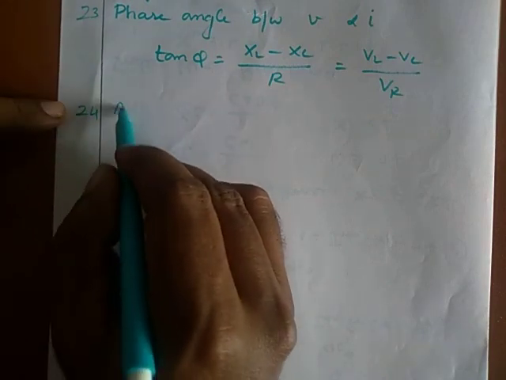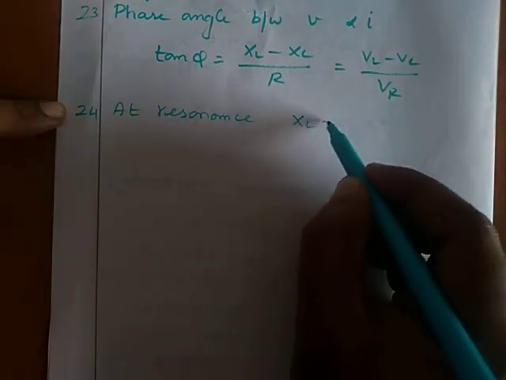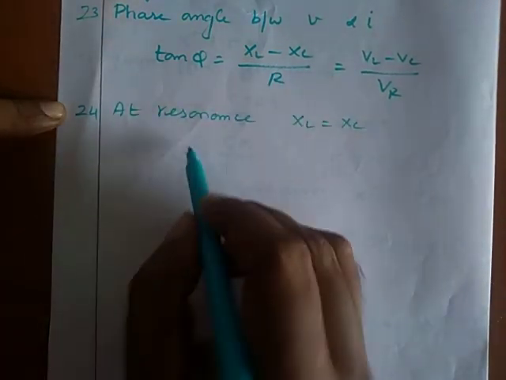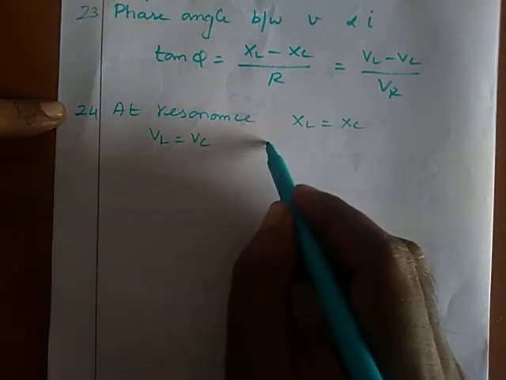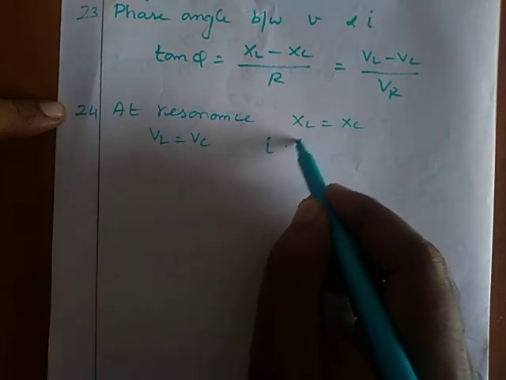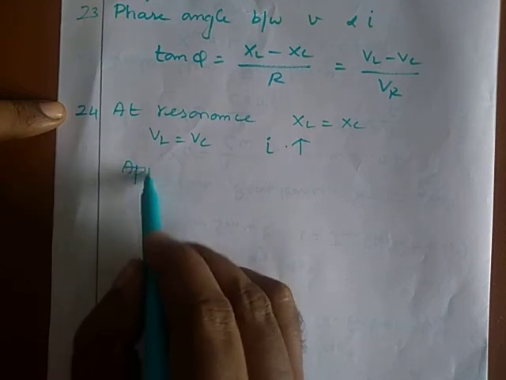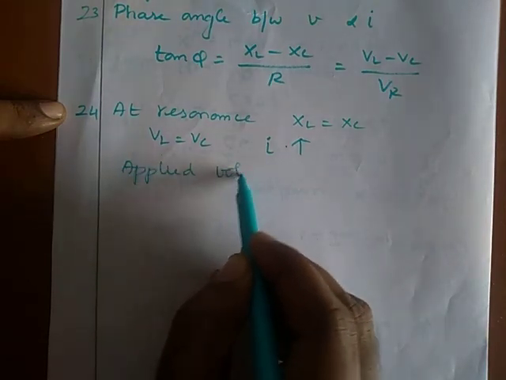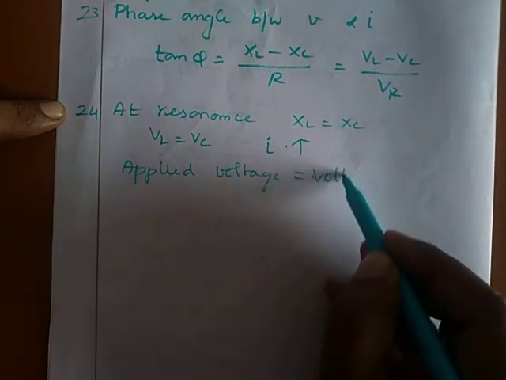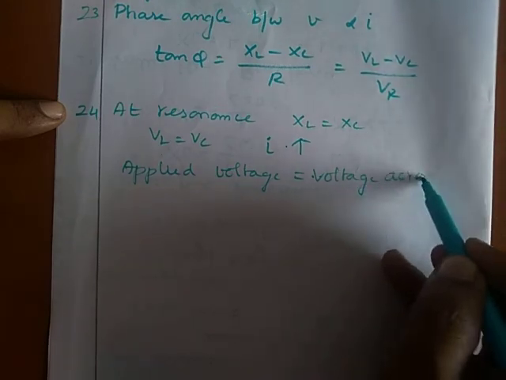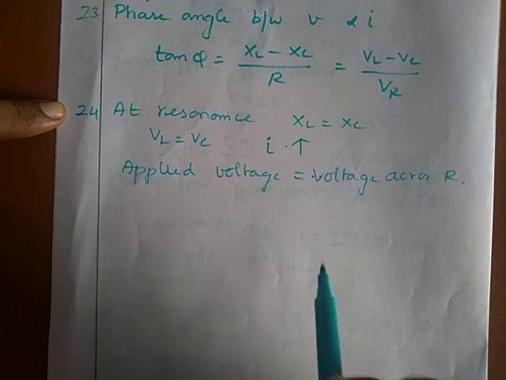Then at resonance there are some conditions. At resonance, XL is equal to XC, and moreover VL is equal to VC. In that case the current I is maximum. So for that, the applied voltage is equal to the voltage drop across R. So at resonance the entire circuit behaves as a resistive circuit.